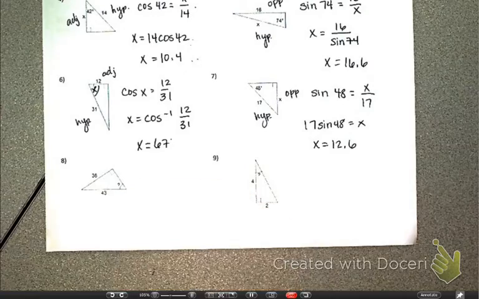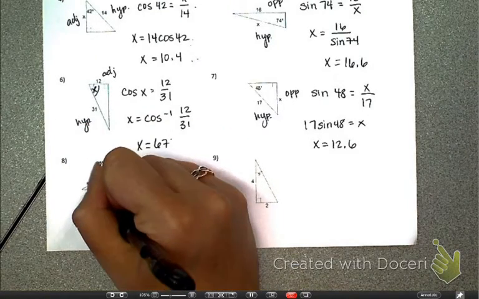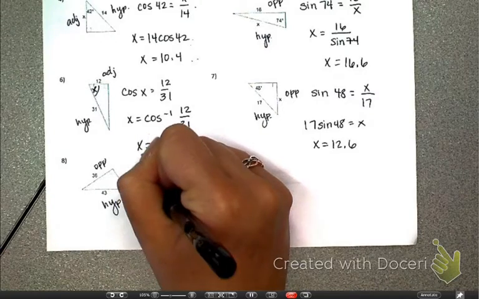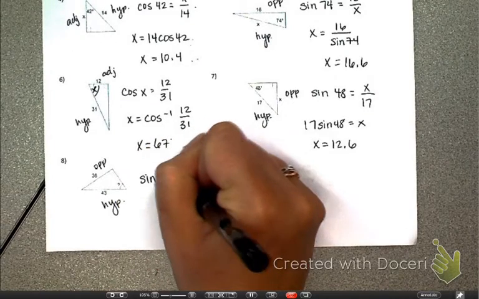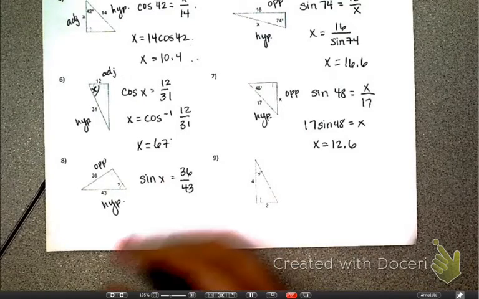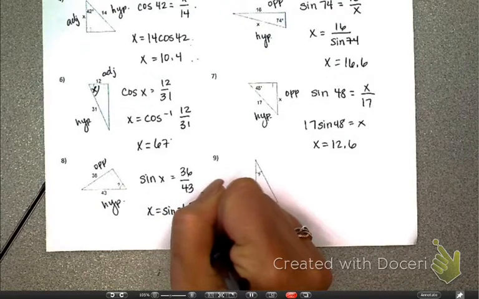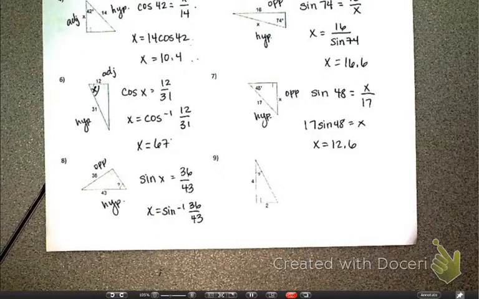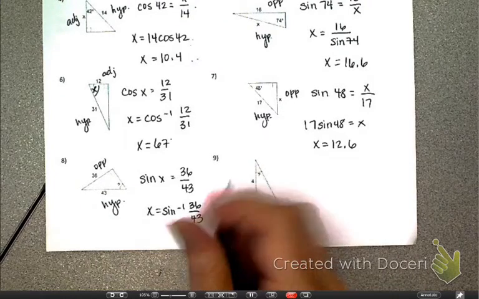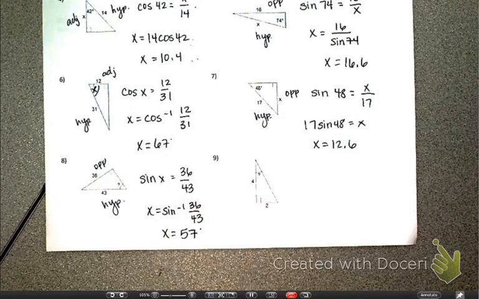Here we have an angle with the opposite and the hypotenuse. So sine again, sine of x equals 36 over 43. We take the inverse sine of 36 over 43. Inverse sine of 36 divided by 43. You should have 57 degrees because it rounds.